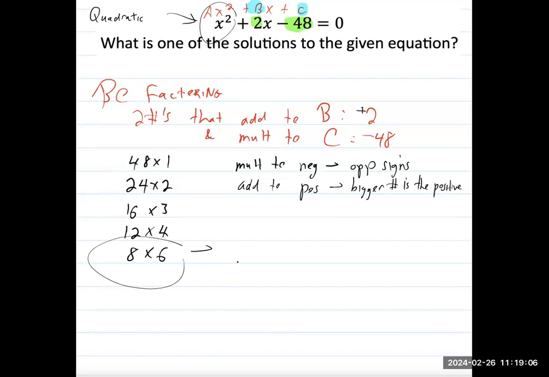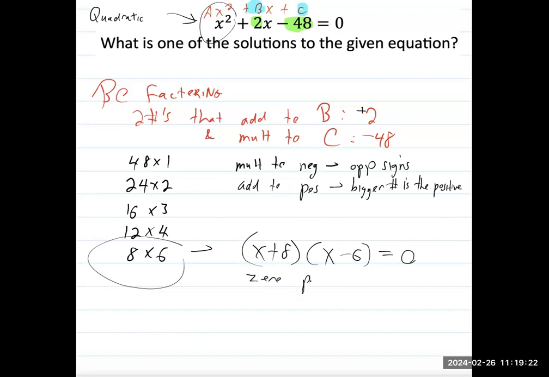Because if I had, let's say, x plus 8 and x minus 6, positive 8 and negative 6 add to 2, positive 8 times negative 6 multiply to negative 48, and we're in business.